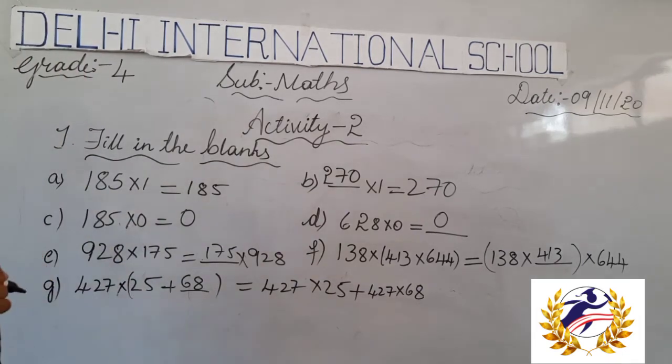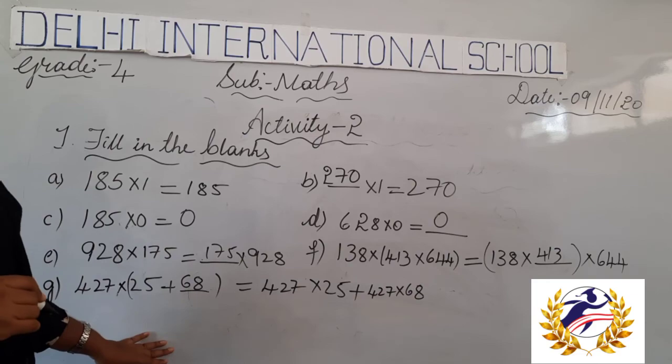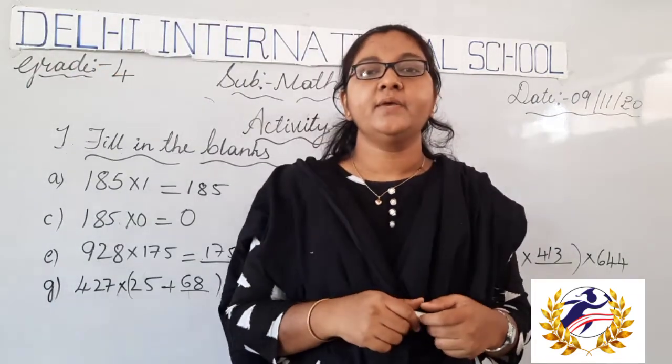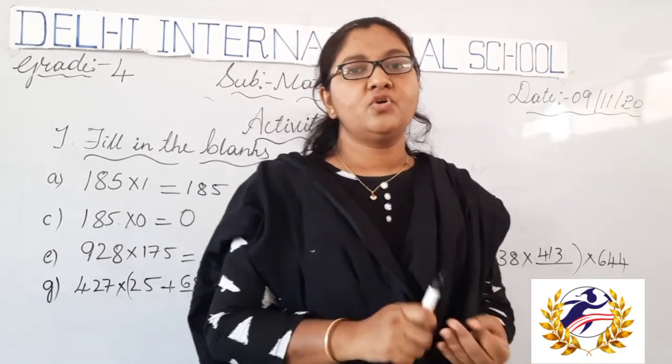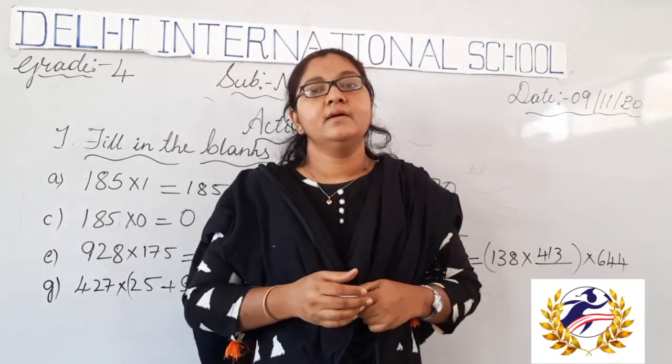Okay children, I have solved all the sums here. The rest are there. I will send them to you in SLA. I hope all of you have understood the distributive property, grouping property, order property, multiplicative property of 0 and multiplicative property of 1. These are the properties of multiplication.